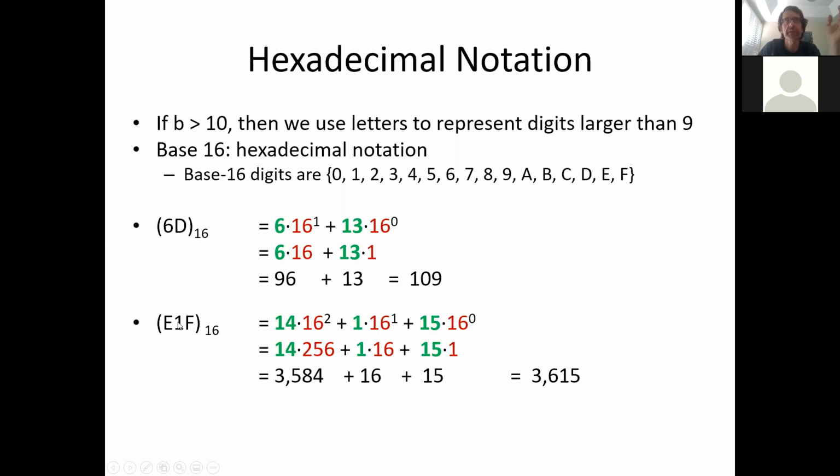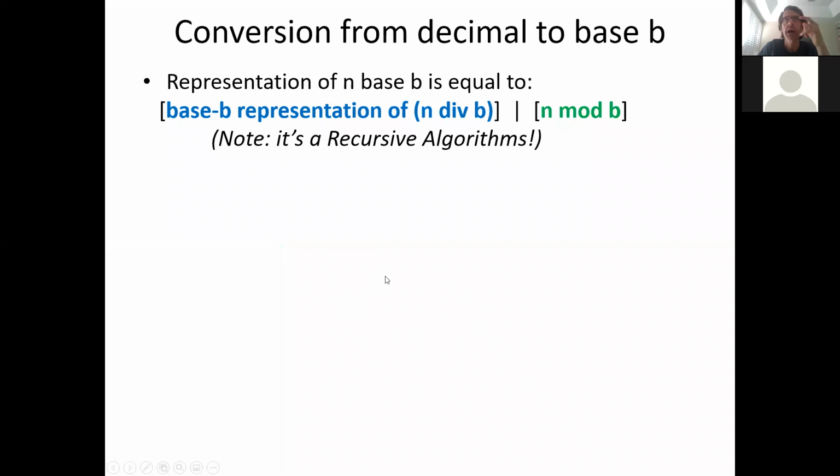So whenever I have a number written in some base, I can convert it to standard decimal notation using the same method, whether this base is 16 or base 2 or base 7. It's the same method. How about the other way? You have a number in decimal, and you want to convert it to a given base. Let's say hex, or base 2, or yet another base.